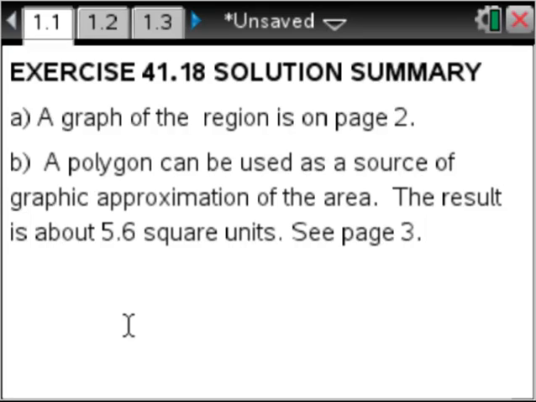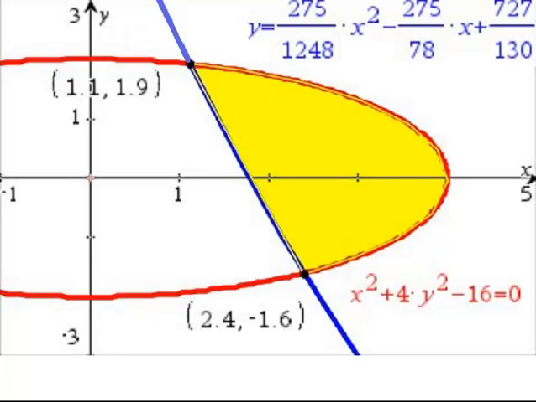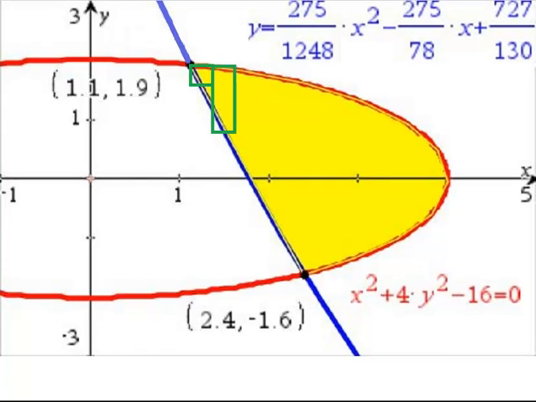See page 3. Again, that refers the reader to the source document if they're interested. Part C. Provide a calculus calculation which yields a decimal approximation, 5 significant digits, of the area of the region. Let's decide on a calculus strategy. The most popular strategy is to slice up the region with thin vertical rectangles and sum up their areas. Let's try that out first and see what we think.